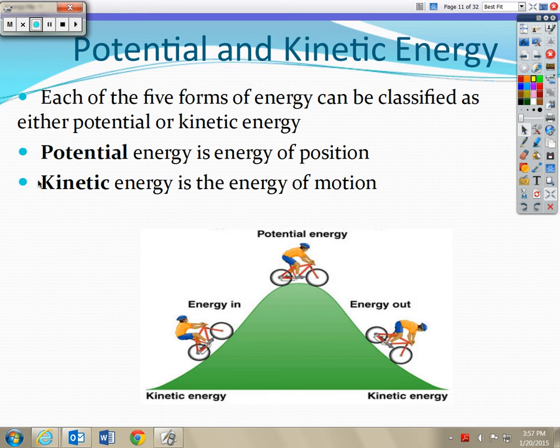You need to copy these two bullets, and you need to know this picture. You're going to see this bicyclist as he's going up the hill. That's kinetic energy. At the very top of the hill, there's a moment or a brief pause, just a few milliseconds, where the bicycle and he, or she, are no longer moving, and that is potential energy. And then as the cyclist goes down the other side of the hill, that is kinetic energy.